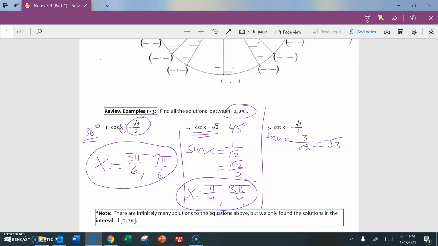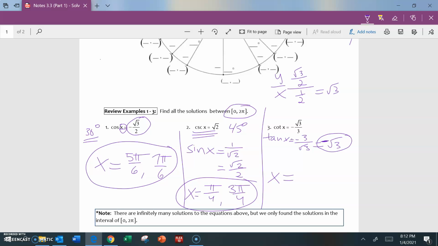So if I think about what's going to give me a radical 3, well, if I do radical 3 over 2 and I divide that by a half, which is the same as radical 3 over 2 times 2 over 1, that's radical 3. And since tangent is y over x, we're looking at our 60-degree angle because we want our y value to be that radical 3 over 2. So that means our answer has to be negative radical 3.